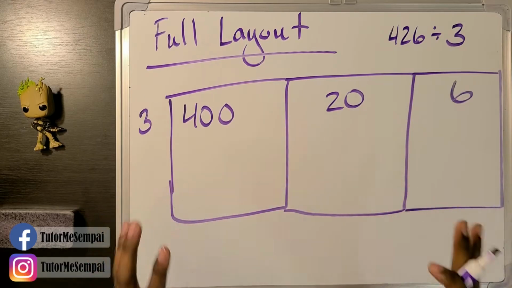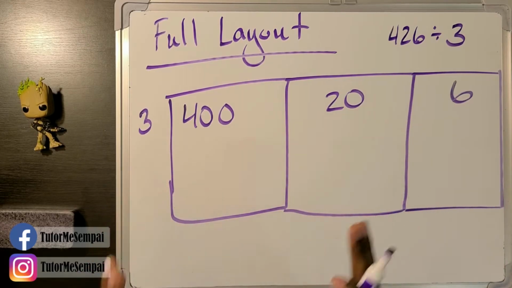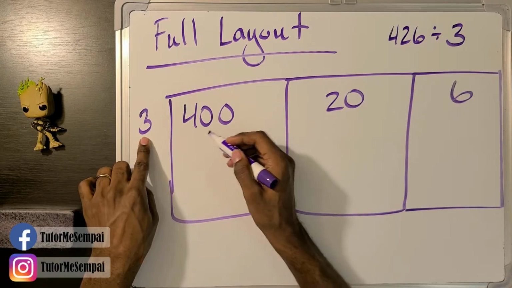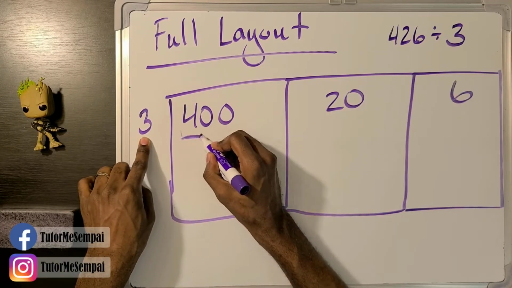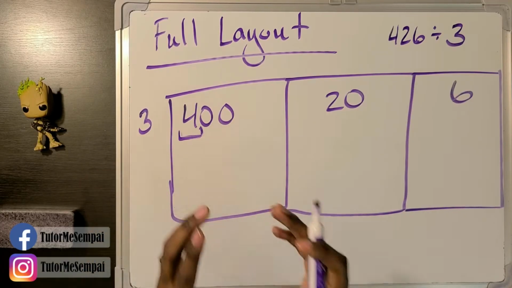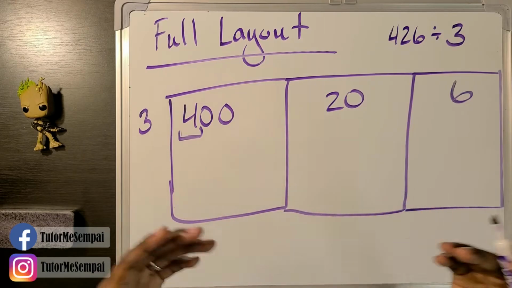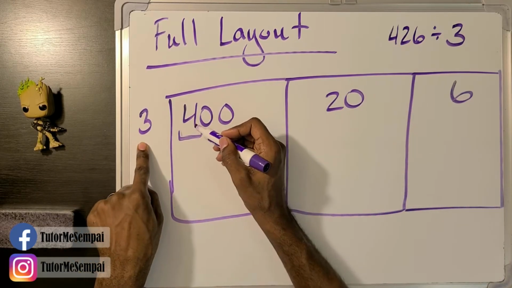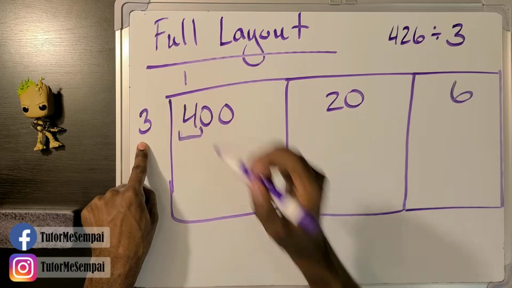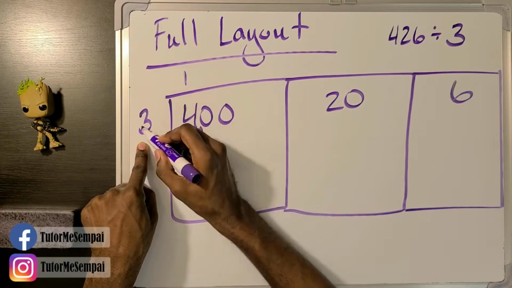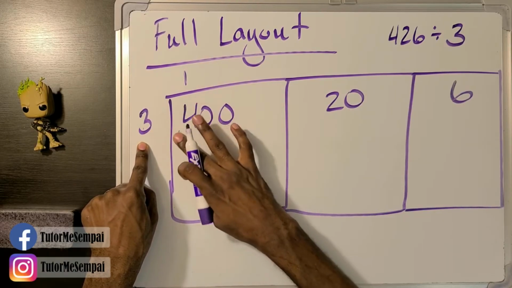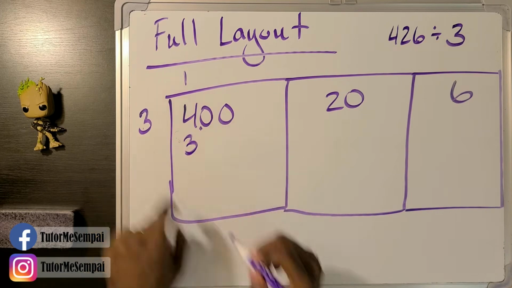We're going to do pretty much the same thing that we did in the previous version. We're going to start here and look at this 4. Now this 4, we're going to try to break it up into groups of 3 again. How many groups of 3 do you get? You get 1. 1 times 3 gives you what? 1 times 3 gives you a 3.